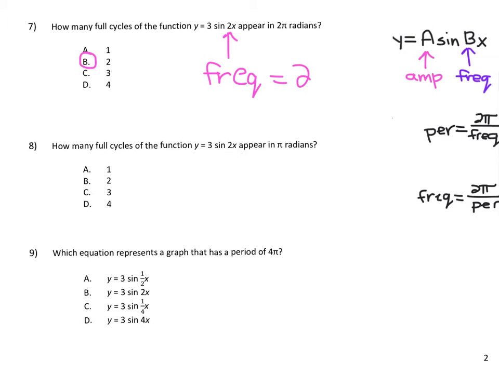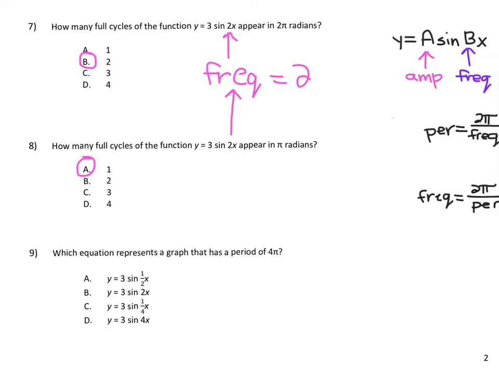Okay, now number 8 asks the same thing, except they want to know how many full cycles of that same exact function would appear in pi radians. Okay, so since the frequency is 2, that means we would see 2 cycles within 2 pi units. So if we were just looking at 1 pi, we would only see 1 cycle. So letter A, 1, is the answer. Okay, we would see 1 cycle between 0 and pi, and another cycle between pi and 2 pi.